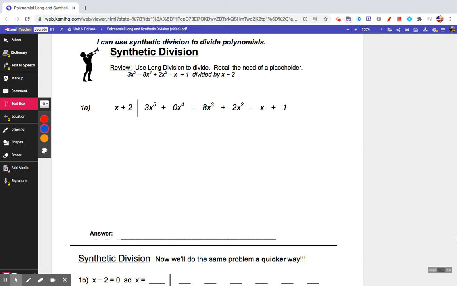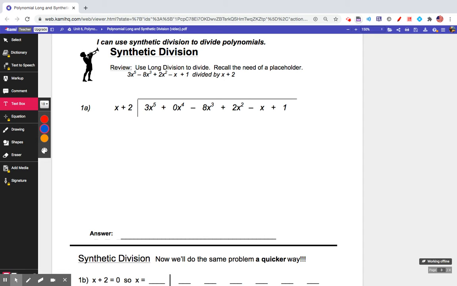In this lesson, we're going to look at synthetic division as another way of dividing polynomials. But first, let's review what we know about long division. When we have a polynomial, this time it's of degree 5, so this is a quintic, and we're dividing by a linear binomial, we write our polynomial function with 0 placeholders so that the degree goes 5, 4, 3, 2, 1, and then the constant term, divided by x plus 2.